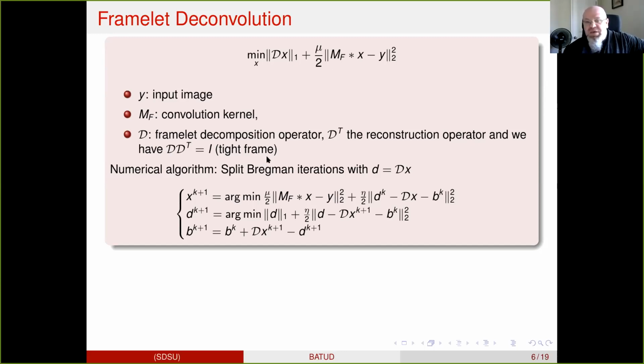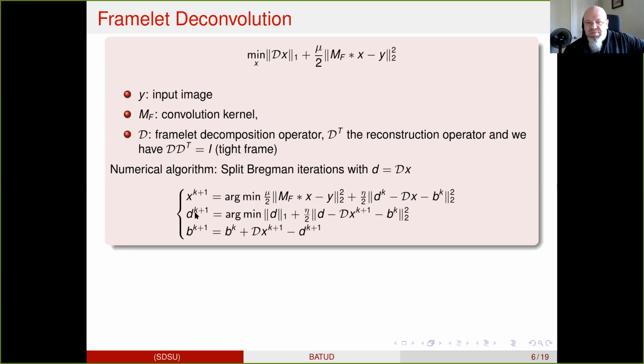So numerically speaking, we used the split Bregman iteration at that time, where the intermediate variable d was the capital D times X, so the Framelet decomposition of the image X. And then we have 3 different steps in the iterations. The first one is we update the image X itself by solving that problem, which is an L2 problem. So that is very straightforward to minimize. You can choose a basic gradient descent, or you can also directly solve it inside the Fourier domain, which is actually what we did because the kernel was defined in the Fourier domain. So it was very natural to directly work in the Fourier domain.